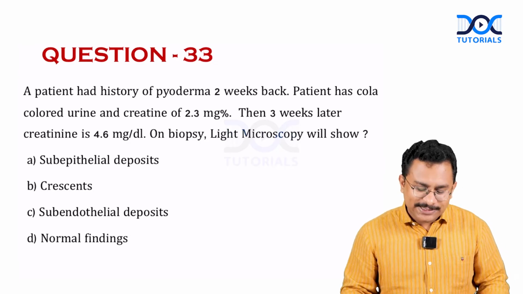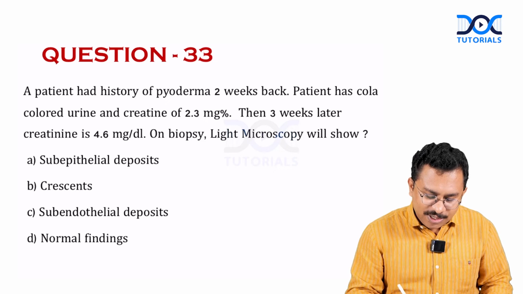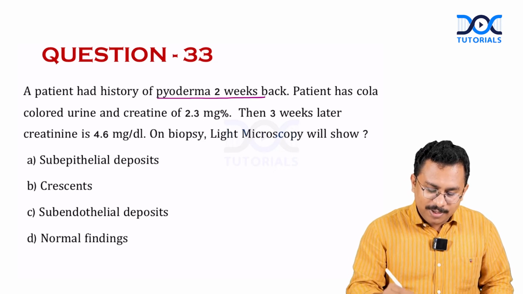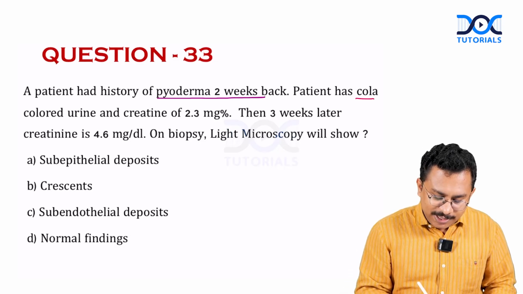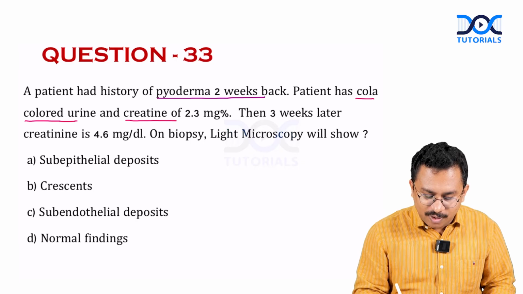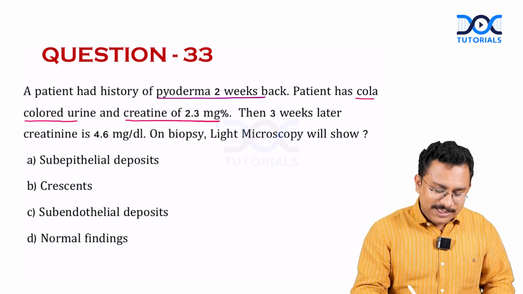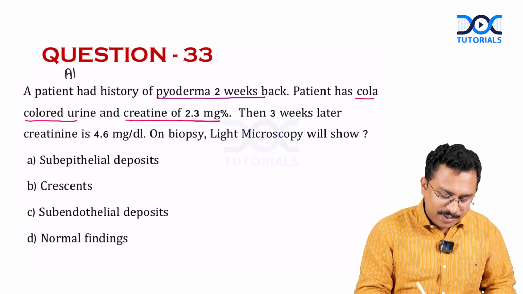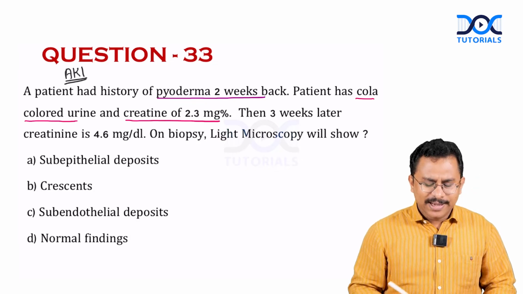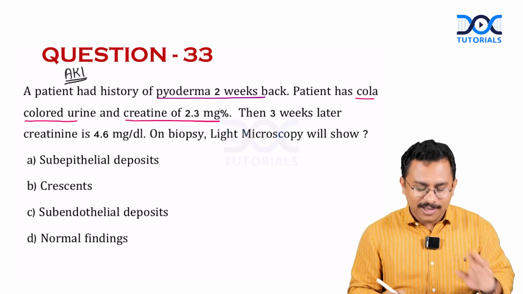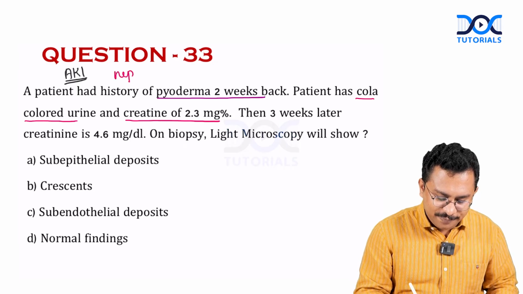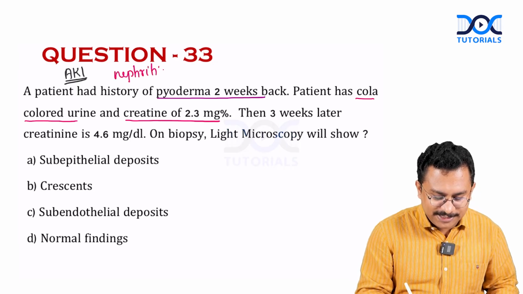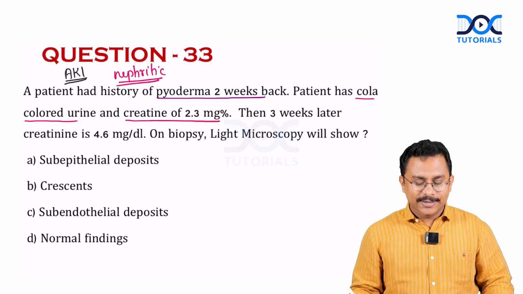So let's try to analyze this case. There is a history of an infection, a background infection 2 weeks back. What is the current presentation? With cola-colored urine and a creatinine of 2.3, there is an acute kidney injury, and this most likely is due to a glomerular cause. I can say that this is a nephritic presentation, or a glomerulonephritis.